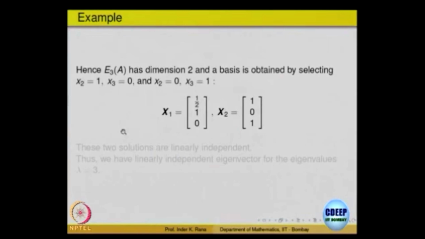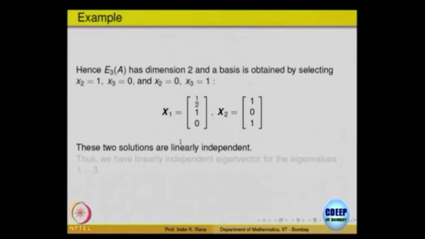And to find the basis, this gives you the dimension equal to 2. So you give first x2 equal to 1, x3 equal to 0, and second choice x2 equal to 0 and x3 equal to 1. Once you do that, you get x1. You get 2 eigenvectors for the same eigenvalue lambda equal to 3, and they will automatically be linearly independent. You can just check anyway, but it is not an issue because we have already done these kinds of things. So we got 2 linearly independent eigenvectors for the same eigenvalue lambda.